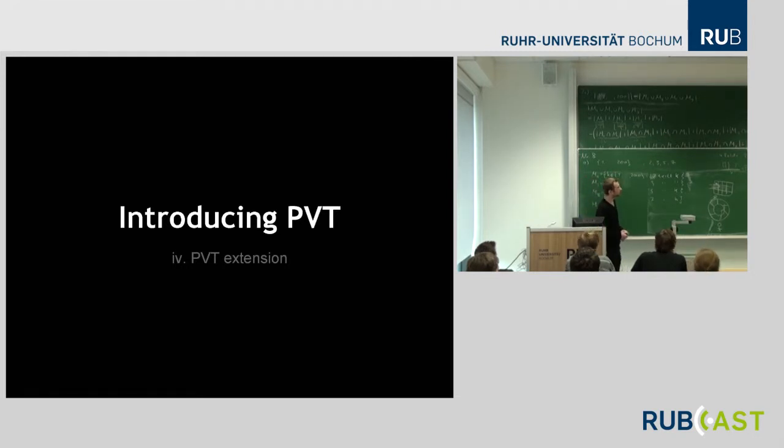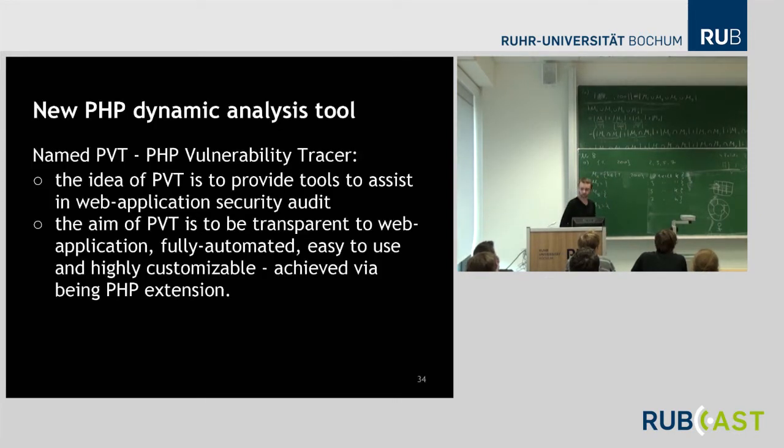Now I would like to introduce my own extension. It's called PHP Vulnerability Tracer. It's a set of tools. It consists of five different modules that do different tasks. They assist in security audits, and they can be switched on and off separately. And as it's a PHP extension, it's attached to the web application.